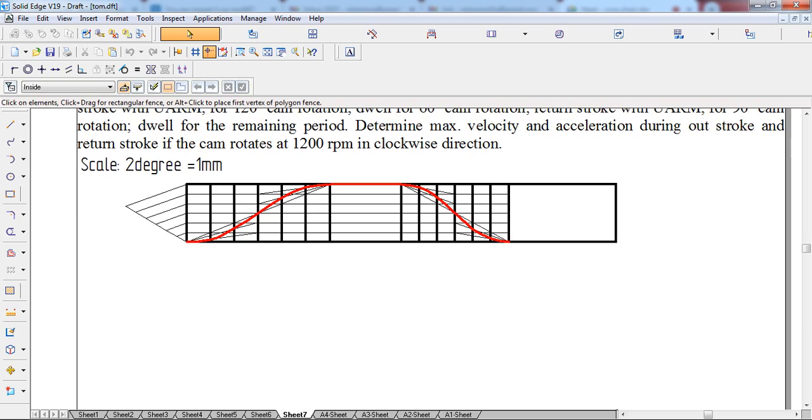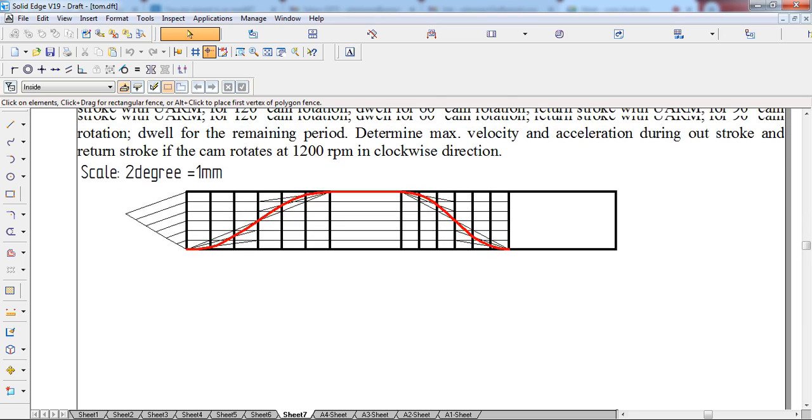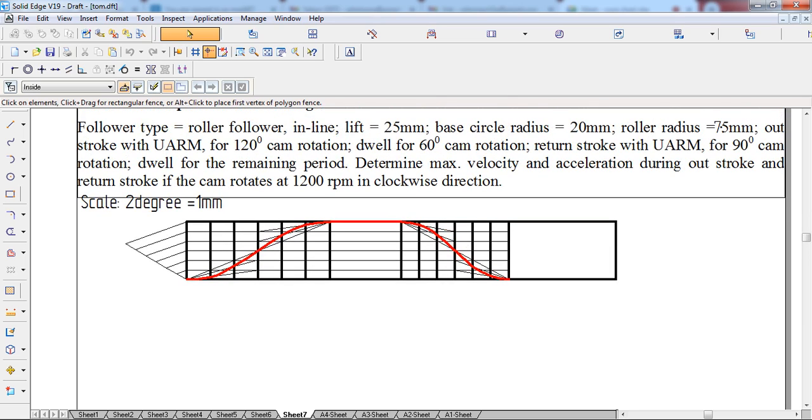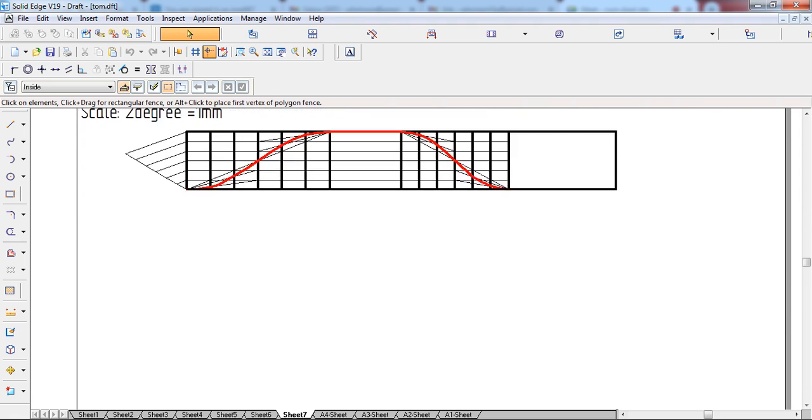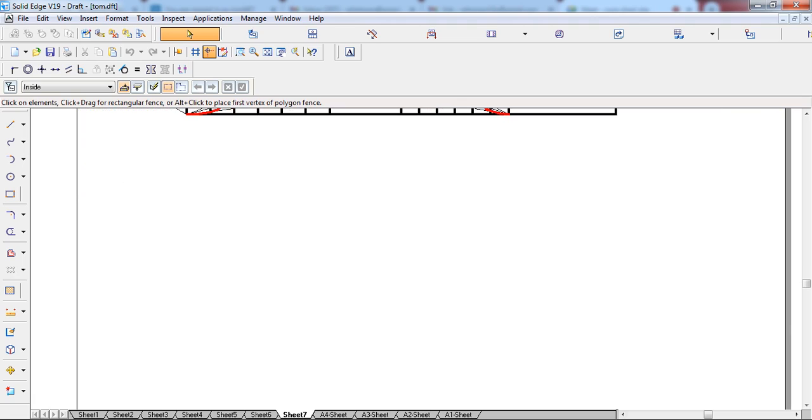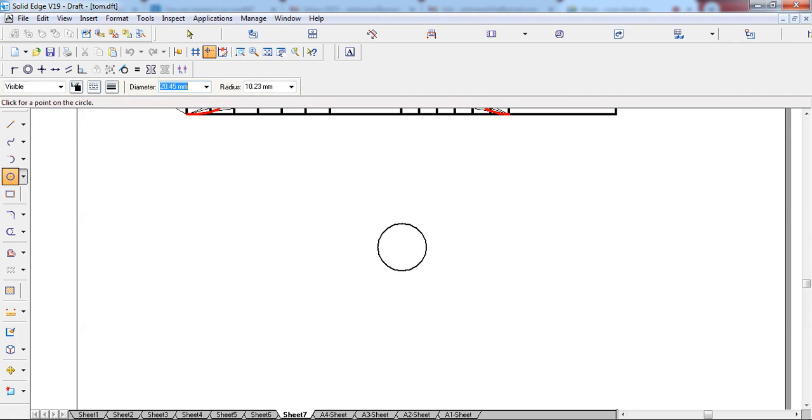Okay, so now you will be drawing the cam profile with anti-clockwise direction of the follower. First I will draw the base circle, 20 mm radius. So at the center of the page I will take 20 mm radius.